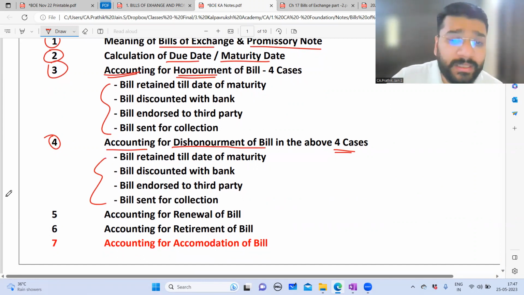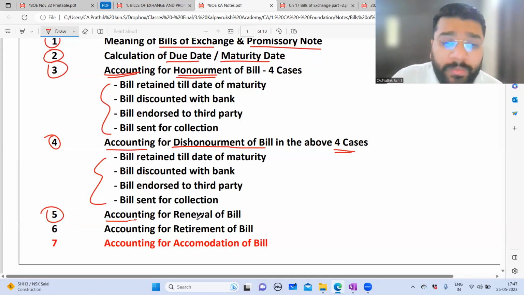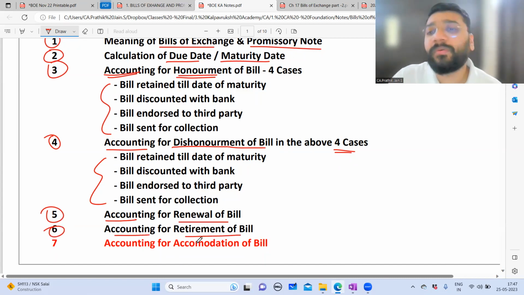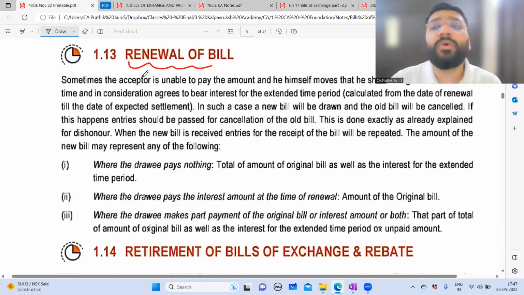Today, being the third class, we'll be focusing majorly upon completing two very, very important concepts from the examination point of view. One is accounting for renewal of a bill, and the other is accounting for retirement of a bill. So the very first concept that we are going to discuss is the renewal of a bill.